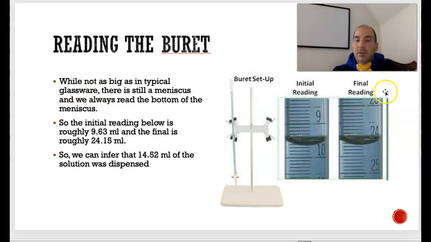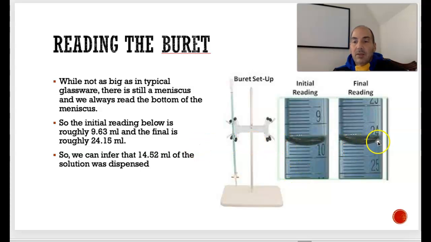And of course, we've talked about the meniscus and reading the curve, so you've got to read to the bottom of the curve. So even though it looks like we're somewhere around 9.3 or 9.4 at the top, we're actually between 9.6 and 9.7 down here. So I estimated it as 9.63. You might say 9.65. Whatever. Remember, we always estimate one decimal place in between the lines.